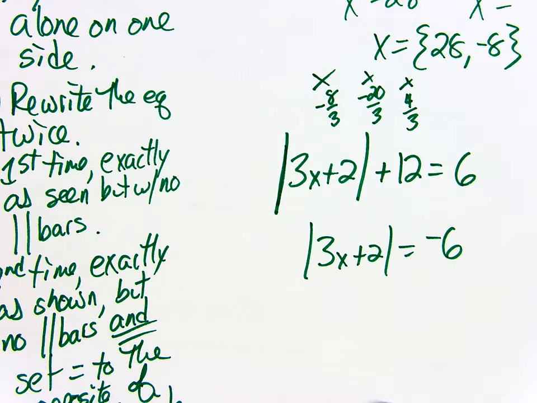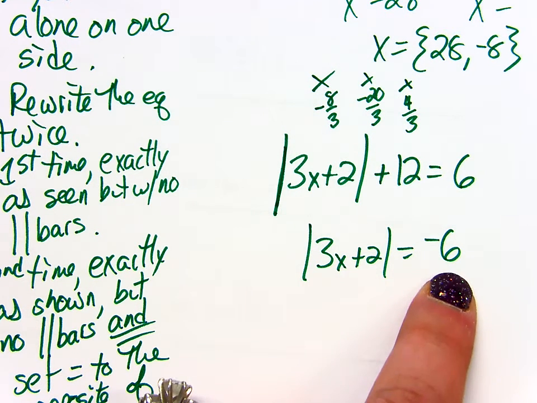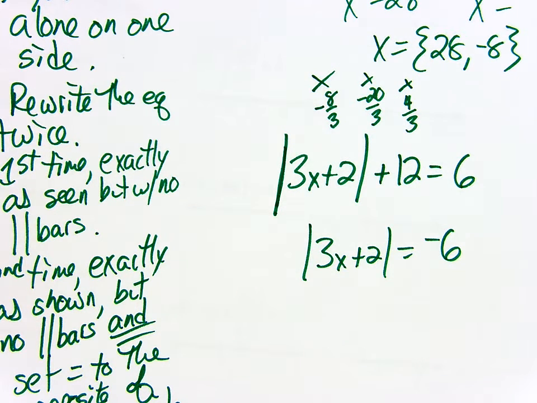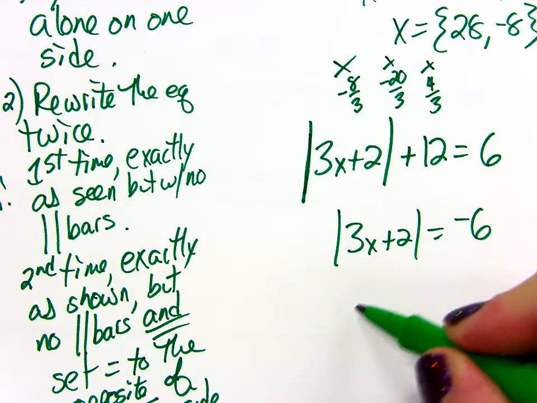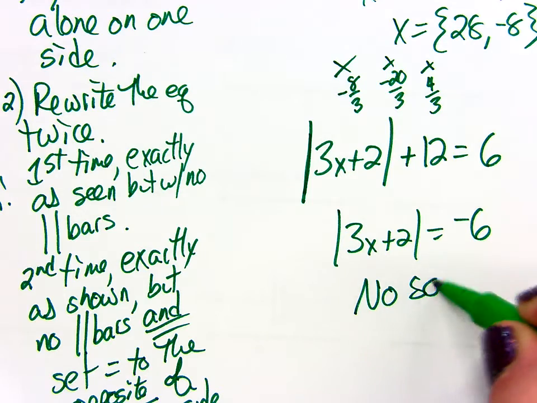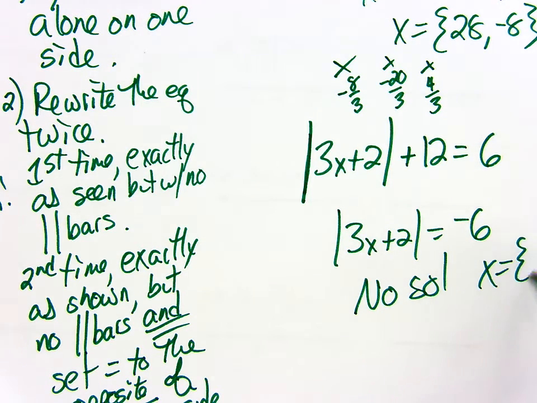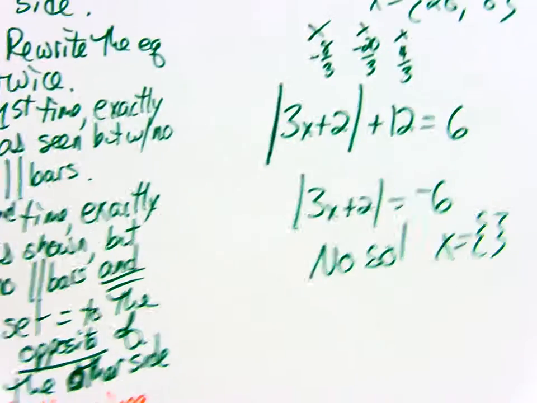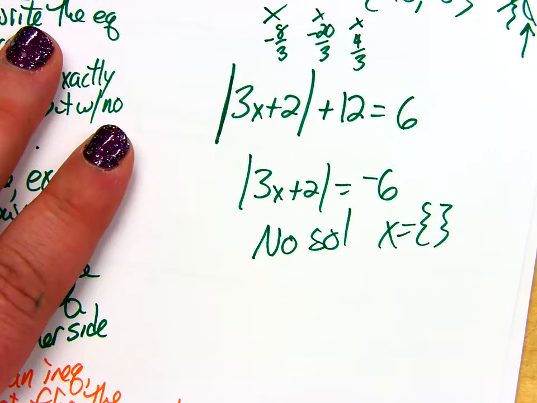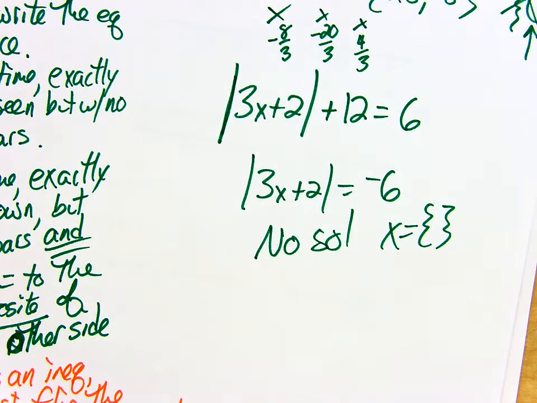Now, listen. Don't get lulled into this trap, though, of always just seeing a negative number and saying, oh, no solution, I'm not going to do it. So this one, no solution. You could write x equals the null set. I don't care what you say, but don't tell me that there's a solution because there isn't one.